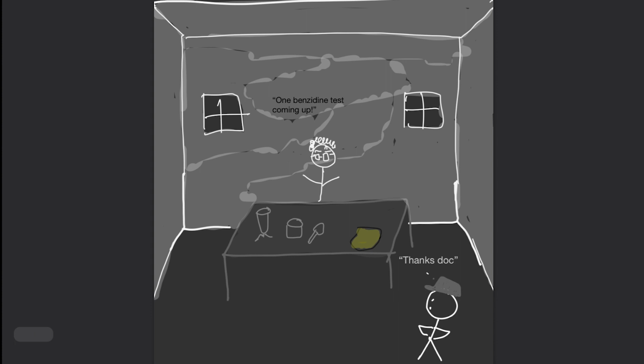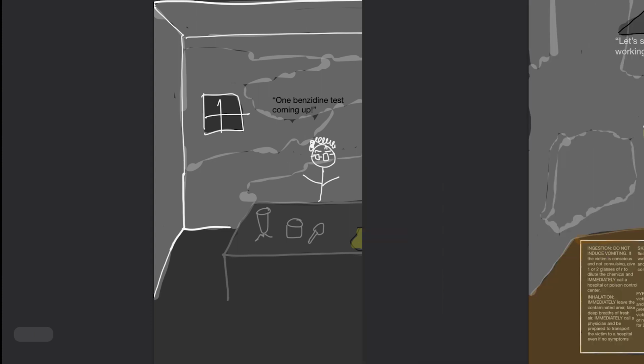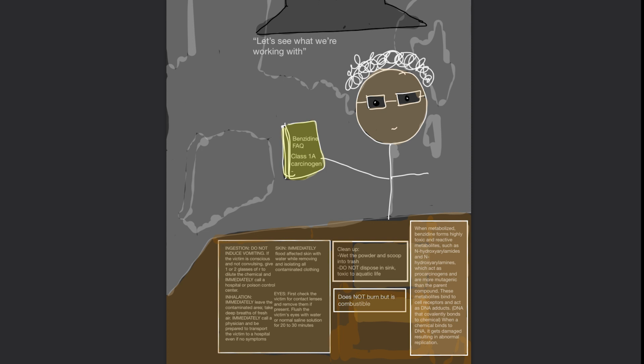Then once inside the lab, the forensic scientist says, "1 benzidine test coming up." And the policeman who brought the sample says, "Thanks, Doc." Then the forensic scientist and chemist, who knows that benzidine is a dangerous chemical to work with, says, "Let's see what we're working with," and pulls out a brochure with benzidine frequently asked questions and a big label reading it's a class 1A carcinogen. Then on the table are certain papers, one saying what to do if the substance is ingested, if it gets in contact with skin, if it gets in the eyes, or if it is inhaled.